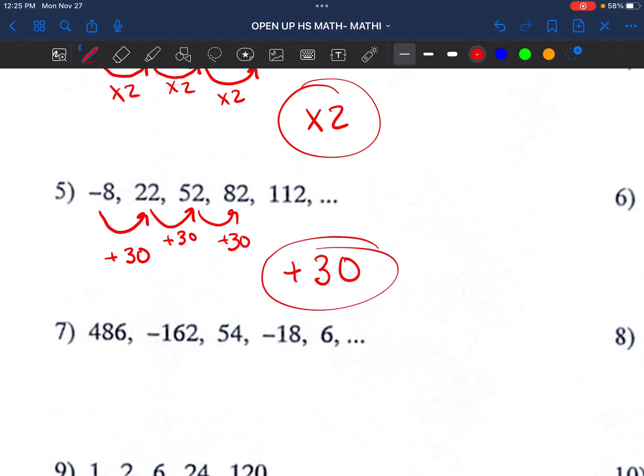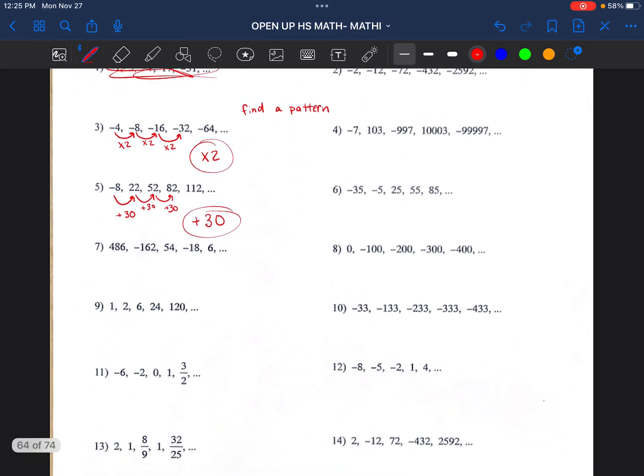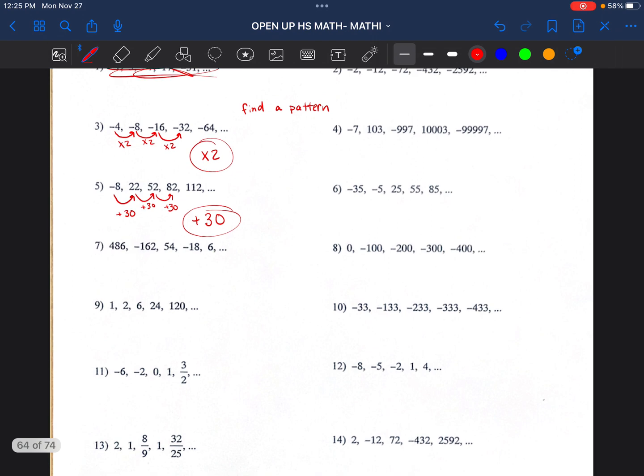What I want you to do is 10 more of these, and then jump around. You can pick any of them that look easy or hard to you. So pick any of them.